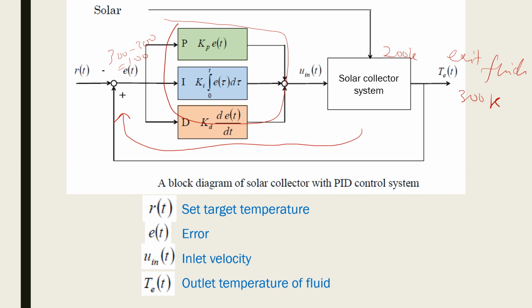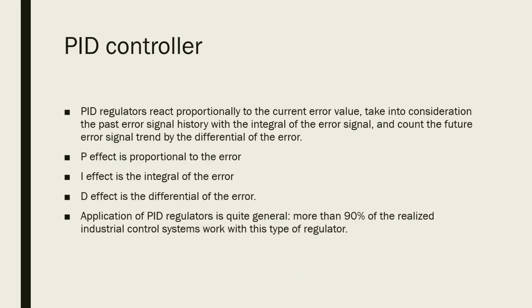All right. So this is what you have modeled last time, right? And this time around, we are going to add a PID controller to your system. So how does it work? The PID controller reacts proportionally to the current error value, and it takes into consideration the past error signal history with the integral of the error signal and the differential of future error.